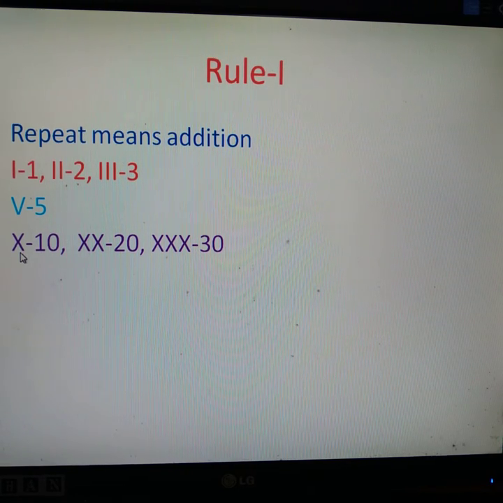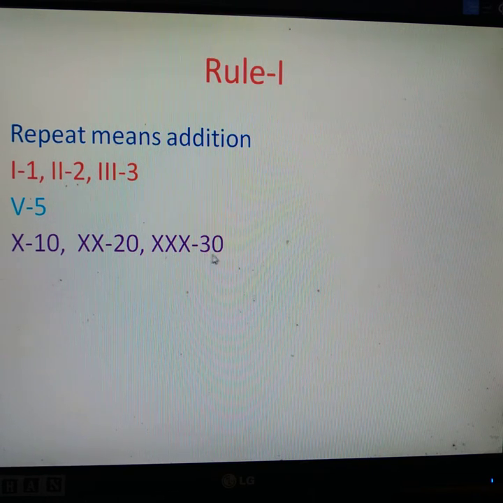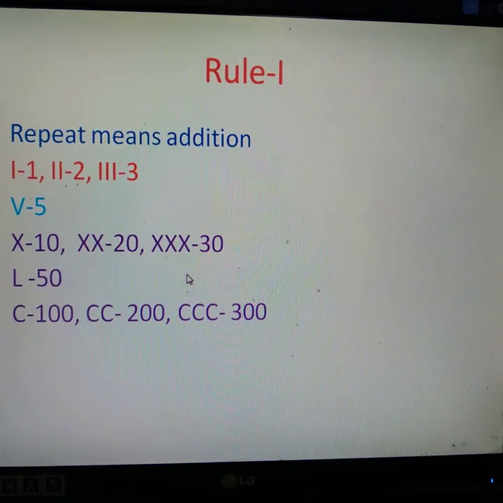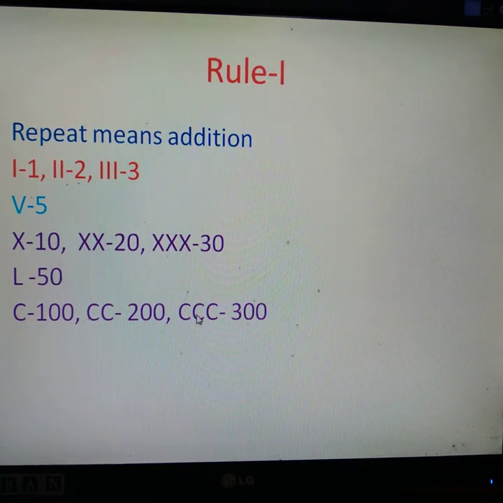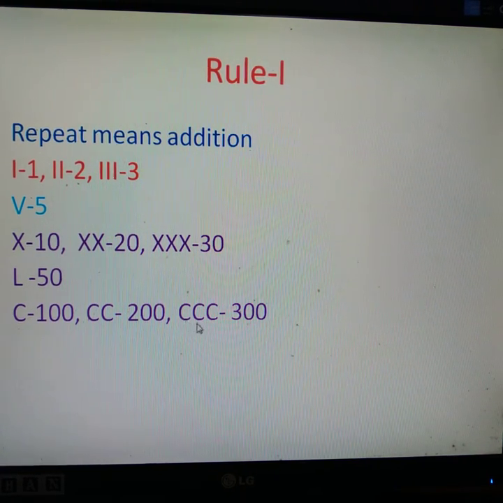X is also repeated. If X comes once, then it is 10. If X comes 2 times, then it is added, 10 plus 10 is equal to 20. If X comes 3 times, then we add 10 plus 10 plus 10 is equal to 30. In the similar way, C is also repeated, and repetition means addition. So if C comes 1 time, then it is 100. If C comes 2 times, then 100 plus 100 is equal to 200. If C comes 3 times, then 100 plus 100 plus 100 is equal to 300.